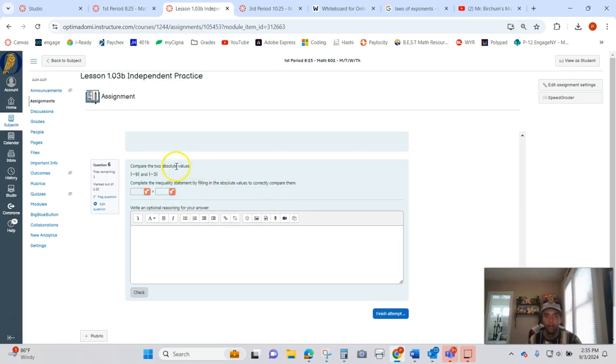Last question. Question 6. Compare the two absolute values, absolute value of -9, and absolute value of -3. Complete the inequality statement by filling in the absolute values to correctly compare them. Let's get solving.